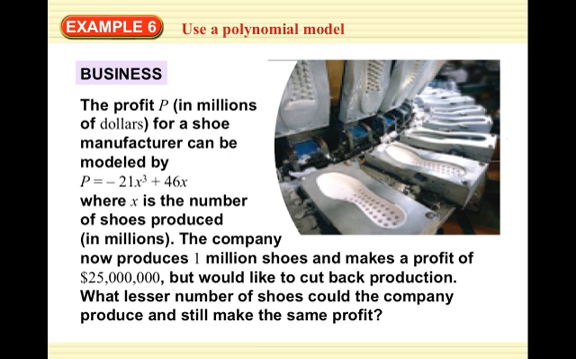The profit P in millions of dollars for a shoe manufacturer can be modeled by P equals -21x cubed plus 46x, where x is the number of shoes produced in millions. The company now produces 1 million shoes and makes a profit of $25 million, but would like to cut back production. What lesser number of shoes could the company produce and still make the same profit?